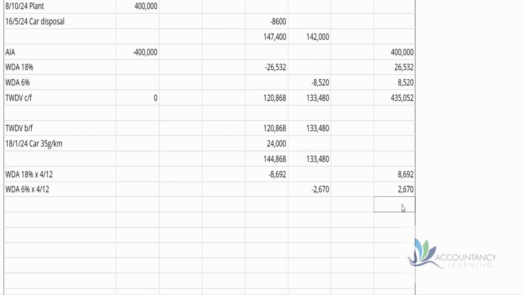So that means our total capital allowances for the second period is 11,362, and then we can work out our tax written down values, can't we? And we're going to carry forward into the next period. So we've got 136,176 for the general pool and 130,810 for the special rate pool.